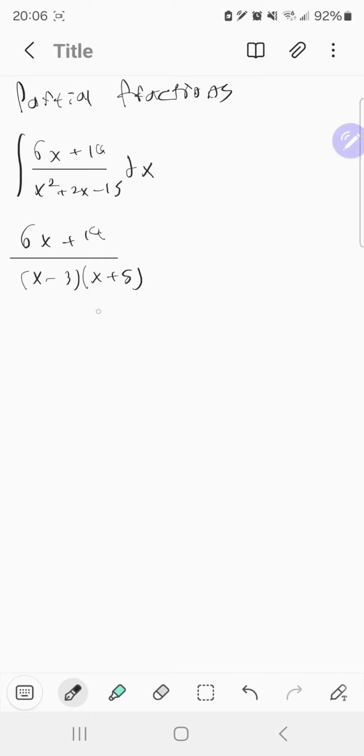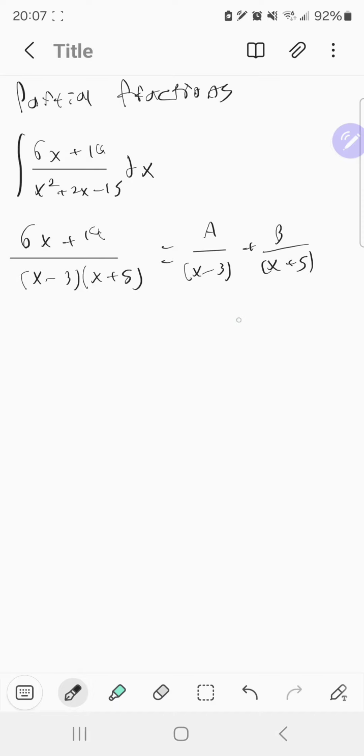Negative 3 times 5 equals negative 15. Negative 3 plus 5 equals 2. That works. Now, we can then break this down, which equals A over (x - 3) plus B over (x + 5).